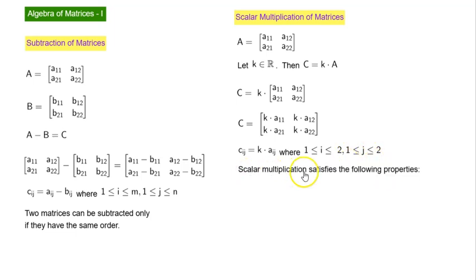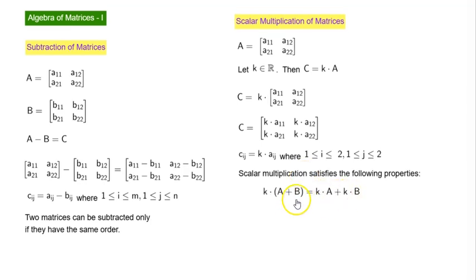Scalar multiplication satisfies the following properties. Distributive property over matrix addition. So we have a scalar K times (A plus B) is equal to K times A plus K times B. This is distributive property over scalar addition. So we have (K plus L) times the matrix A is equal to K times A plus L times A. Associative property. K times (L times A) is equal to (K times L) times A. Finally, the identity. 1 times A is equal to A. Now, these are the properties with respect to scalar multiplication.